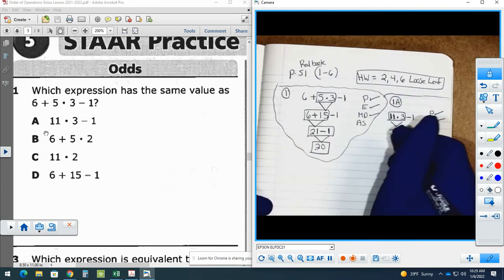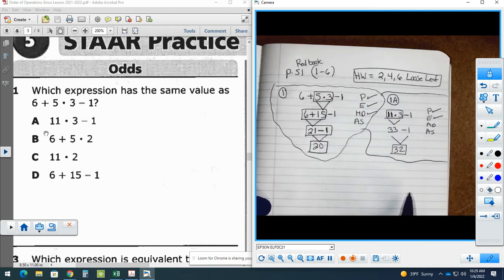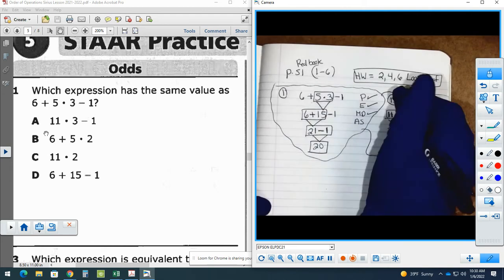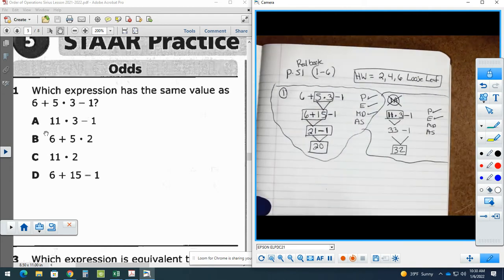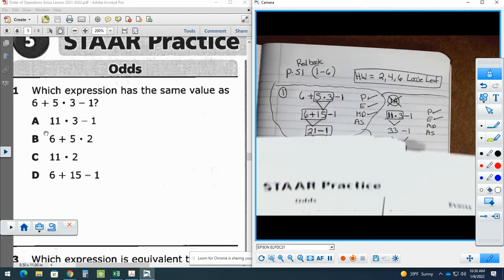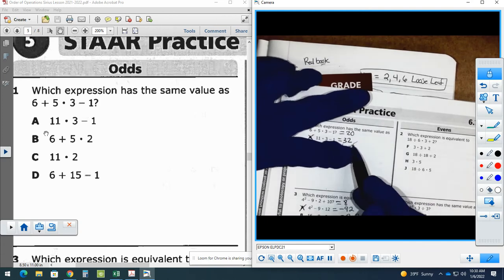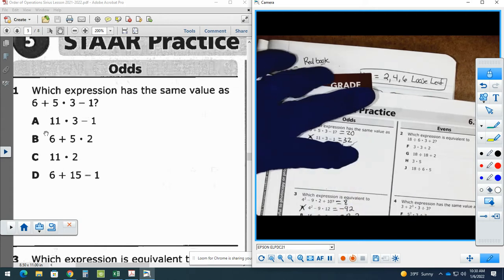So is 1A the same value of 1? Are they the same value? No. So guess what? Letter A is out. But I'm going to go to my book and put the answer for letter A then. So I'm going to go to my book and say, okay, letter A, the value was 32, and that's why I'm getting it out. Because we're trying to find for a value of 20, right?